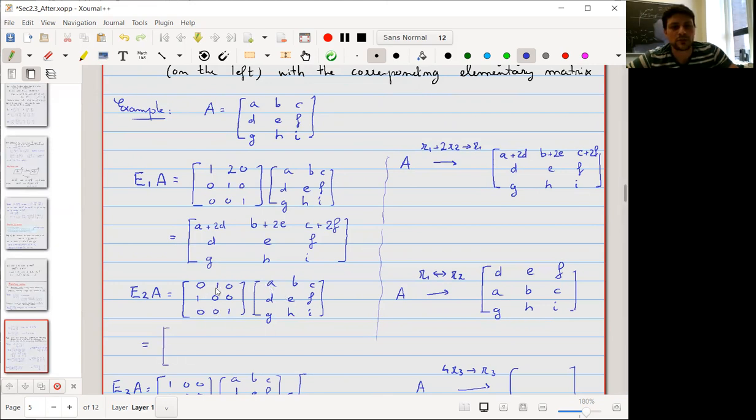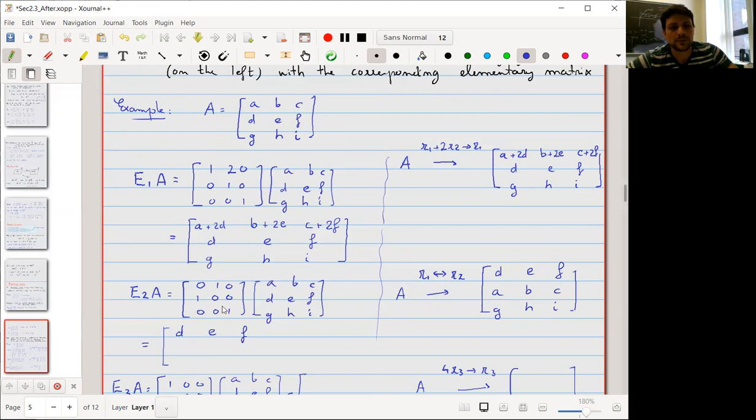I'll compute the first row. It's 0 times A, 1 times D plus 0 times G. 0 times B plus 1 times E plus 0 times H. 0 times C plus 1 times F plus 0 times I.